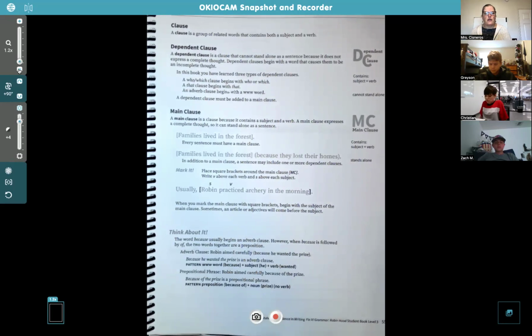Think about that word because. We know it's part of an adverb clause. It's the W part of the www clause. But if you change it and add because of, sometimes we do that, that's okay. But it was no longer considered a clause, it's considered a prepositional phrase.